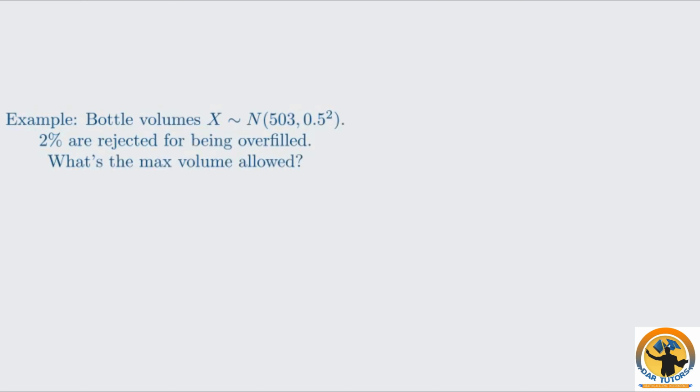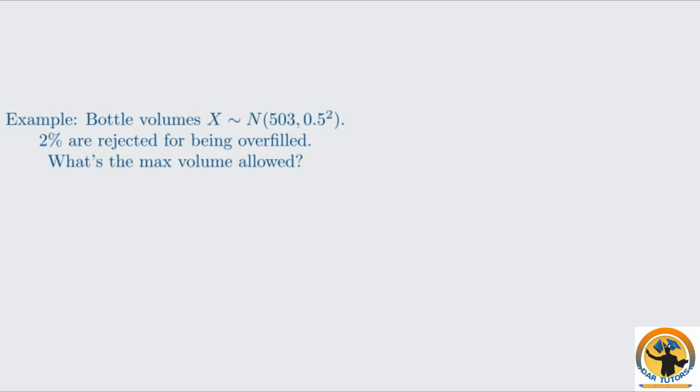Let's work through another quantile problem, this time with a right-tailed probability. Suppose the volumes of cool drink in bottles filled by a machine are normally distributed with a mean of 503 ml and a standard deviation of 0.5 ml. Bottles are rejected if they are overfilled, and 2% are rejected this way. What is the maximum volume a bottle can contain to be kept for sale?